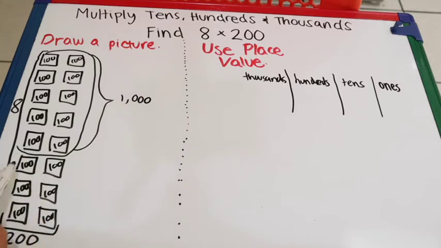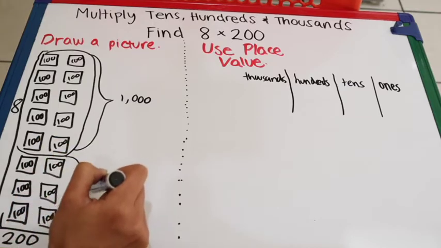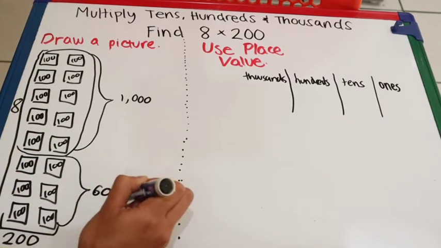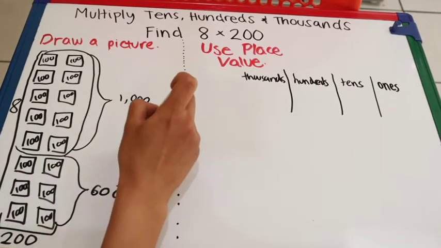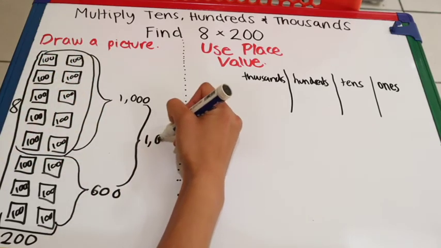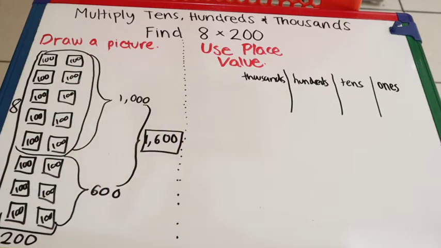Now I'm left with 100, 200, 300, 400, 500, 600. So what I did there is I first saw if I could create a group of 10, which equals 1,000, and then I counted up the rest of my hundreds. So now I have 600 down here. I'm going to put these numbers together. 1,000 plus 600 equals 1,600. And that is how I achieved my answer.